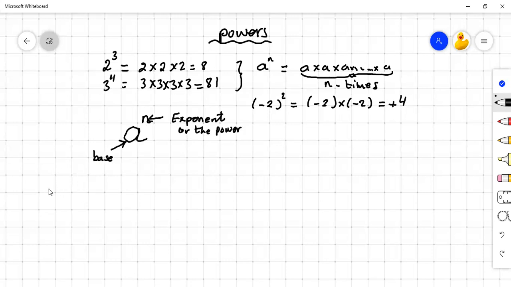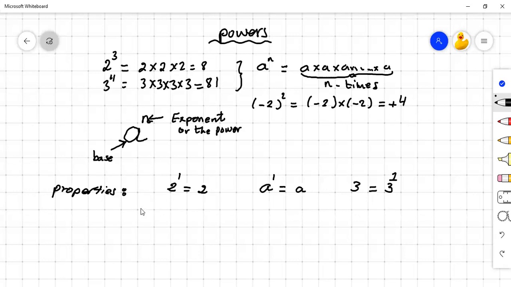Now let's talk about the properties of the power. First, we have to know that if we have 2 power 1, it's the same as 2, since it's 2 multiplied by itself 1 time, so it's 2. So a power 1 is equal to a. So whenever we have no exponent here, it's exponent 1. That is, if we have, for example, 3, it is the same as 3 exponent 1. Okay.